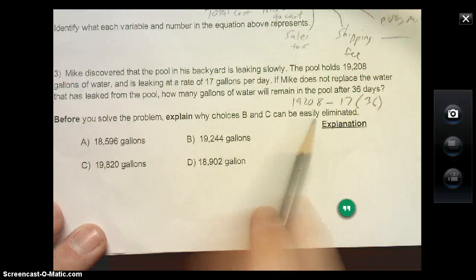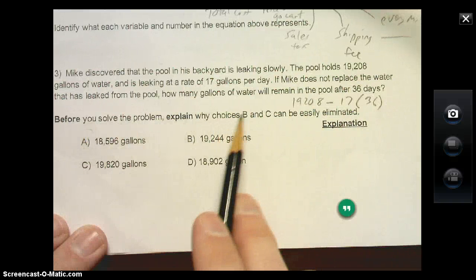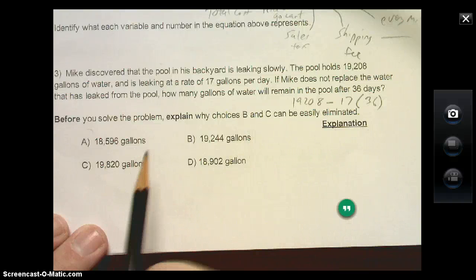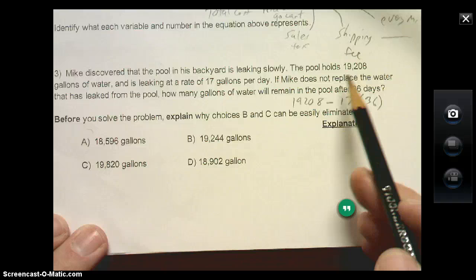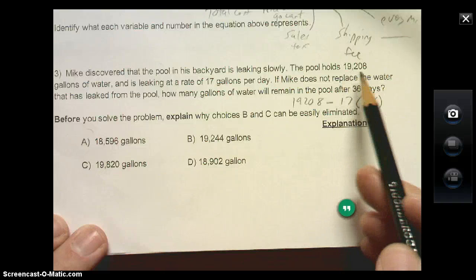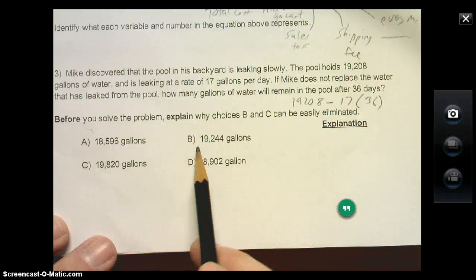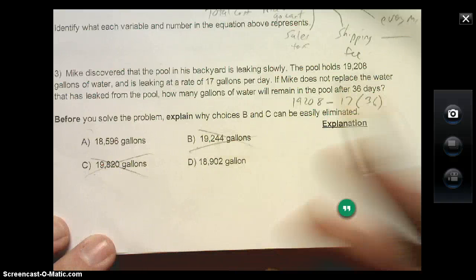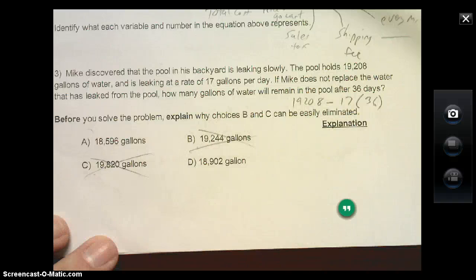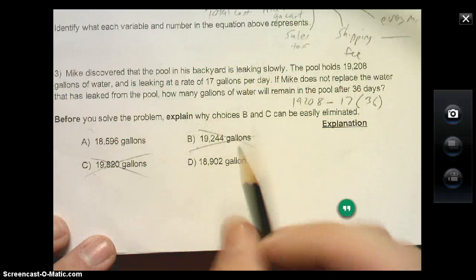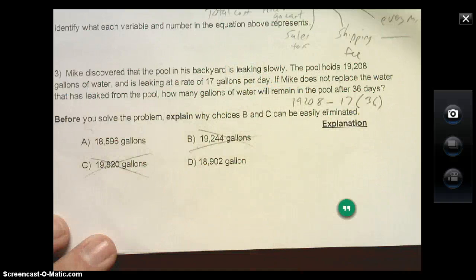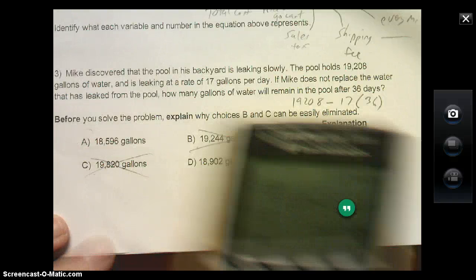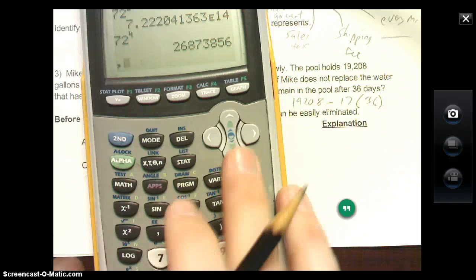Down here it says, before you solve the problem, explain why choices B and C can easily be eliminated. Well, look at how much water this pool can hold, 19,208. Look at B and C, 19,244 and 19,822. That's more than the pool can hold. If you've ever seen a pool in real life, it can only hold so much. You can't go over it. So using your answers to your advantage always helps.